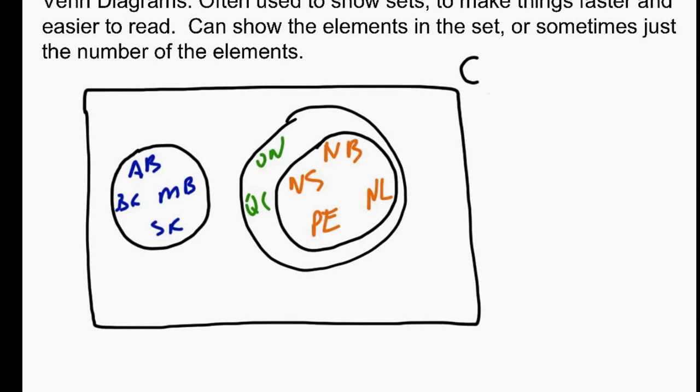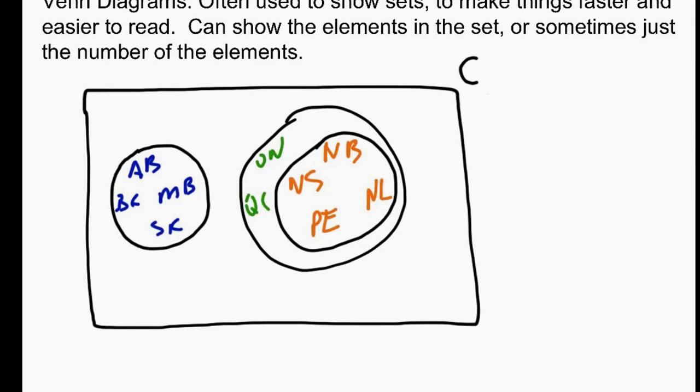aren't included. So let's suppose we just wanted to use a Venn diagram to show the Canadian provinces only. So we've got our 4 western provinces, we've got 6 in the east, 4 of those are Maritimes, and then let's just say the territories we're just not going to worry about. Because they're territories, not provinces, we'll just ignore them.